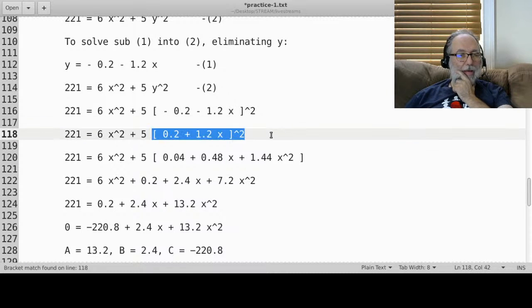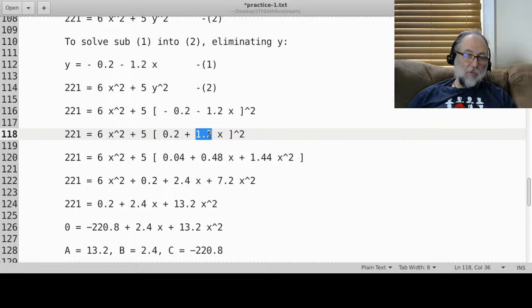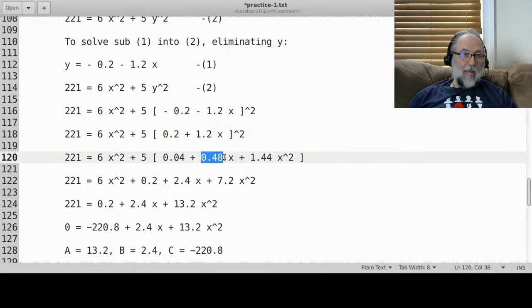Now what? Well, we got a polynomial, right? We've got a binomial there. So remember how you work these out. It's this squared, all right? So that's 0.04. And then it's going to be that multiplied by that, multiplied by 2. So 0.2 times 1.2 times 2. And that gives us 0.48, okay? And that's the x term, the linear term, okay? And then plus that squared, and 1.1 squared is 1.44. Okay, so that's what happened to get there.